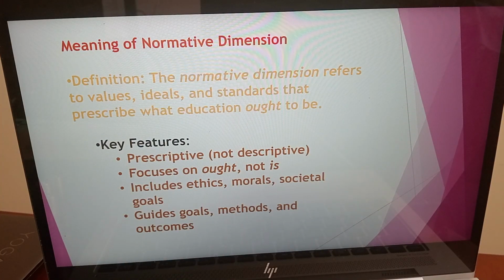So, meaning of normative dimension. Normative dimension refers to values, ideas, and standards that prescribe what education ought to be. The key features include being prescriptive, that is not descriptive. It also focuses on ought, not is. It includes ethics, morals, societal goals. It also guides goals, methods, and outcomes.